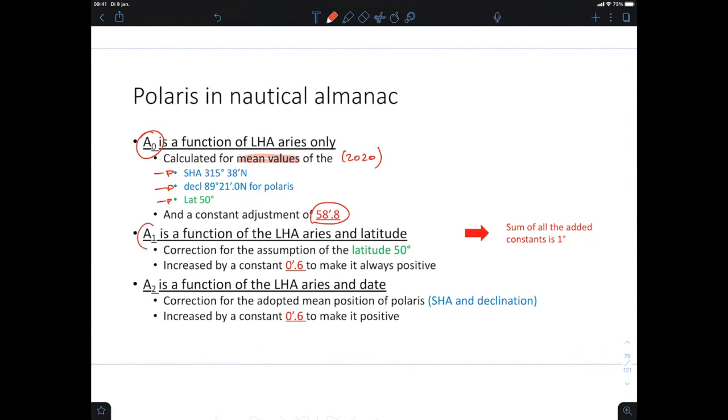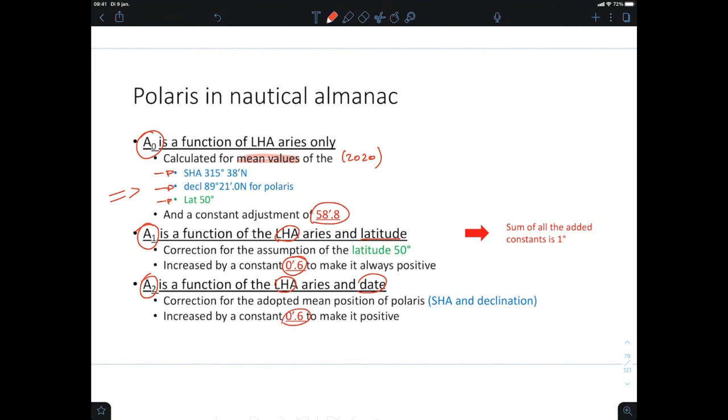The second correction, A1, is in function of the LHA and your latitude. It's actually a correction for assuming that your latitude was 50 degrees. And so this correction is increased by a constant 0.6, again, in order to make it always positive. Then you get correction A2, which is in function of the LHA of Aries and the date. This is again a correction for the mean values that you use here for SHA and declination. That will determine your position of Polaris. And again, this will have been increased by a constant value of 0.6.